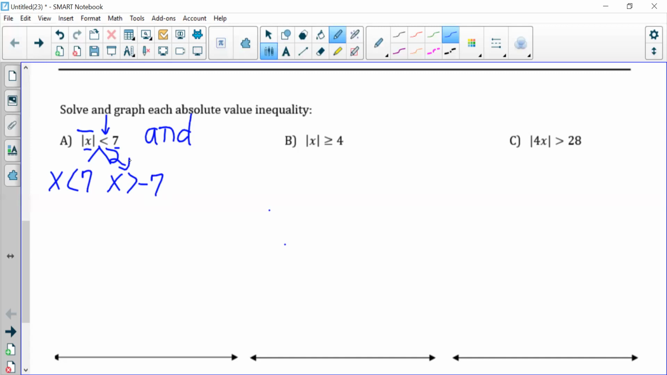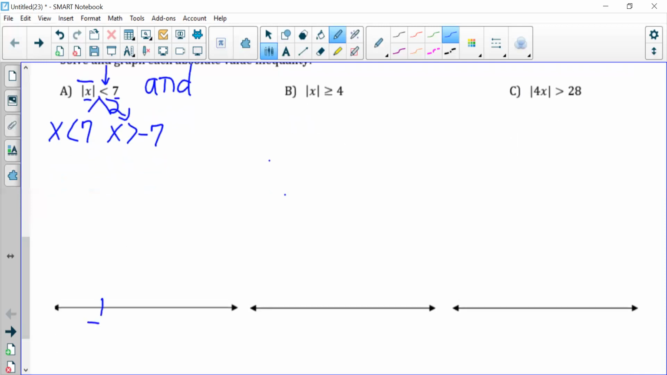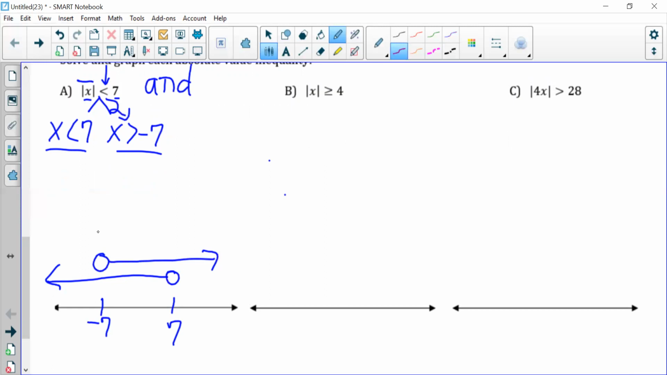Now, this is isolated, this is solved already. I don't have any other algebra to do, so we can go ahead and graph this. I know I'm going to have something happening at -7 and something happening at +7. So let's look here. First one, x is less than 7. Less than, not equal to, so open circle going to the left. x is greater than -7, greater than, not equal to, open circle, and it's greater than, so going to the right. And this is an and relationship, so I want just the overlap. And that's my answer.